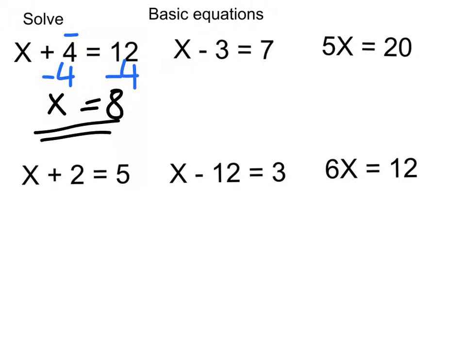Let's do that for x plus 2 equals 5. So it's the plus 2 that needs to move. It's been plus, so I need to take away 2 from both sides. So I'm left with x is equal to 3.